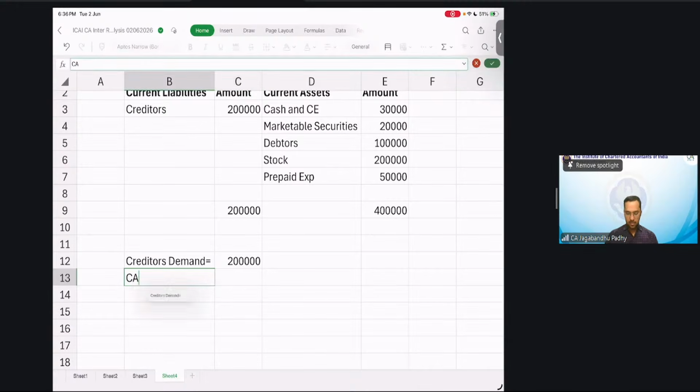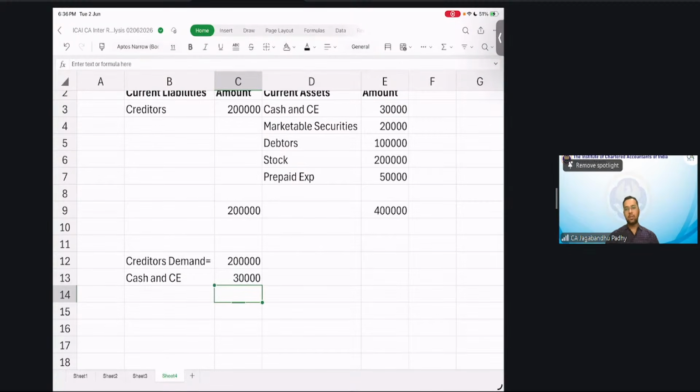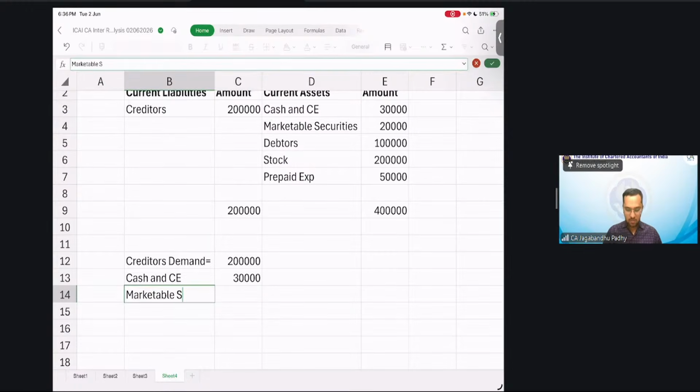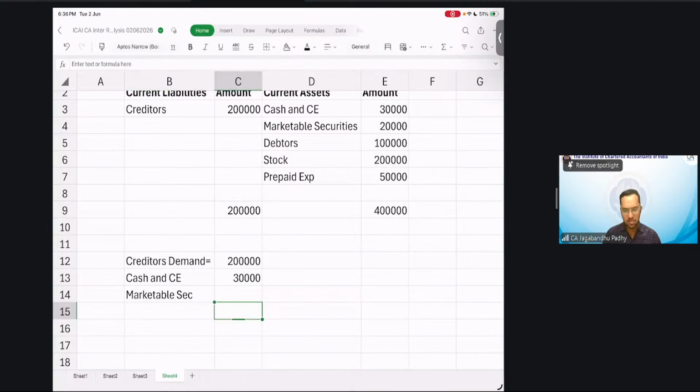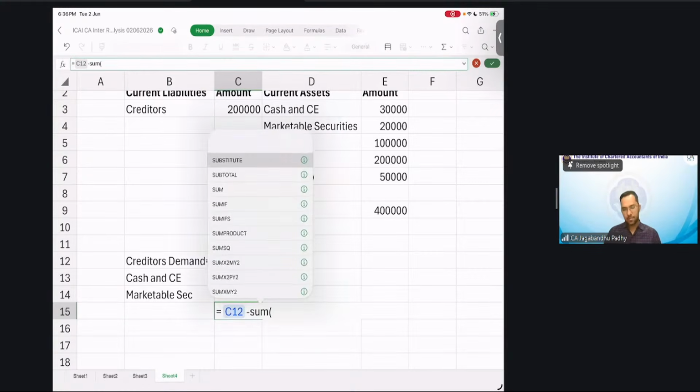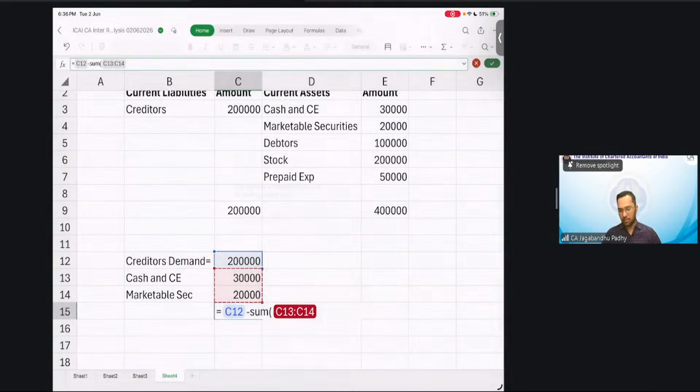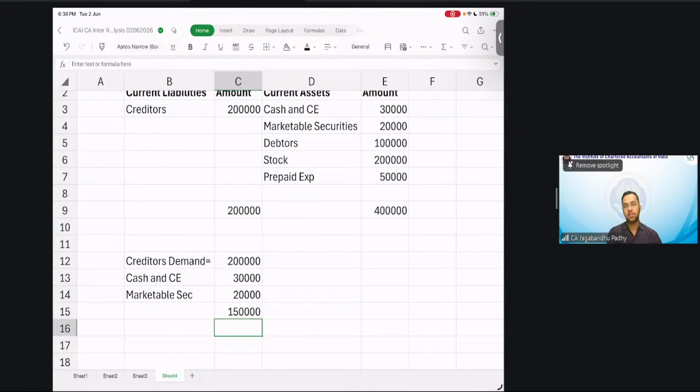So let us say we pay the cash and cash equivalent, let's say of 30,000. So we paid off the cash and cash equivalent as 30,000, right? Then next is marketable securities. We can definitely sell these marketable securities in the market and we pay off 20,000. Now we still have 1,50,000 to pay to the creditors.